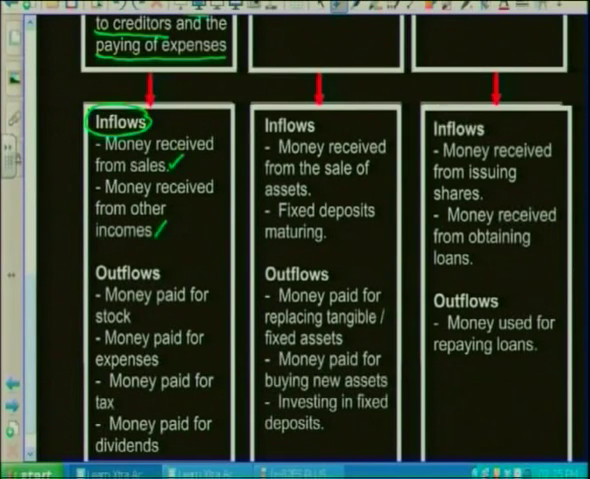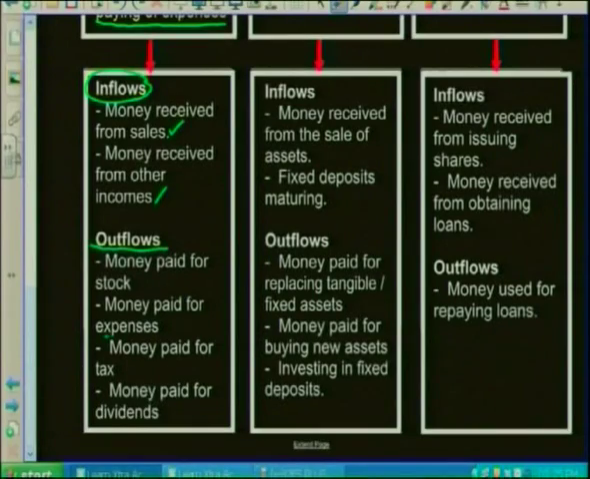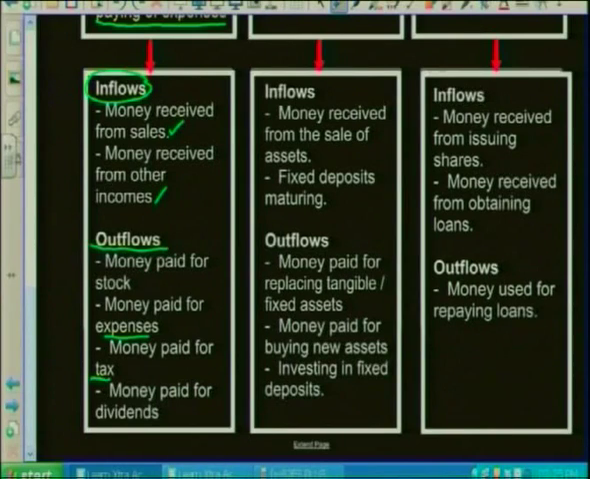Apart from the inflow, we spoke about outflows, but let's look at specific examples. Money paid for stock. If I buy stock, I have to pay. Money is going to leave my bank account, so it's considered to be an outflow of cash. Money paid for your expenses, like I mentioned, your wages, your salaries, your telephone, it's considered to be an outflow of cash. Money that is paid for tax.